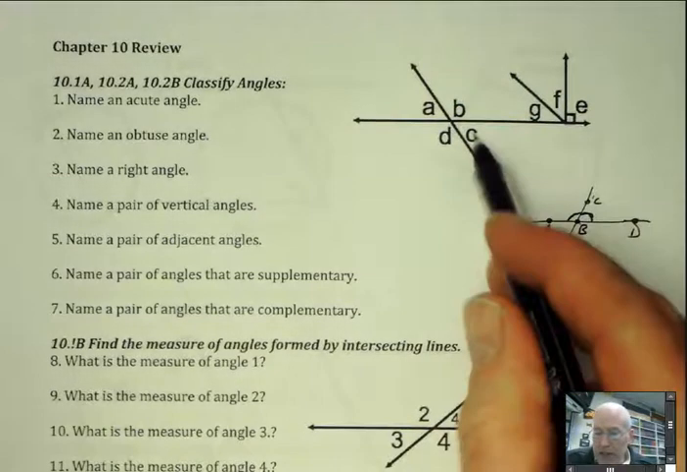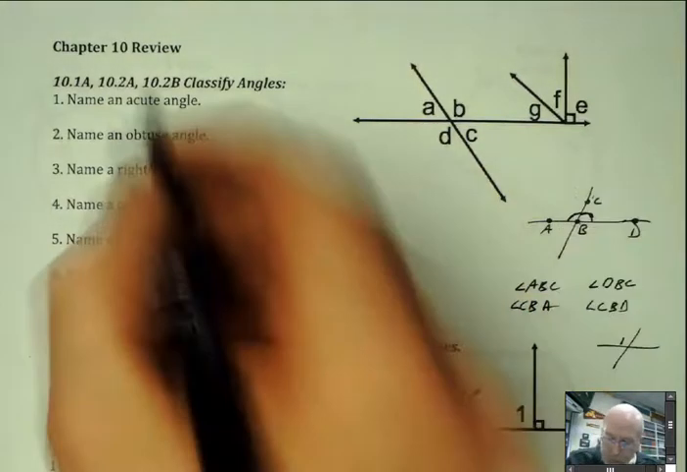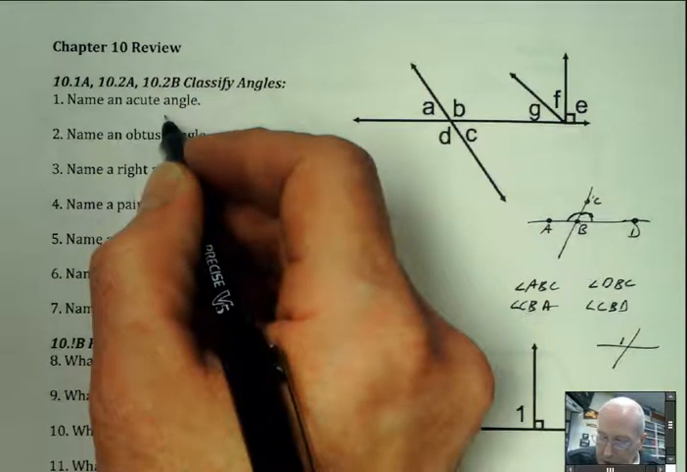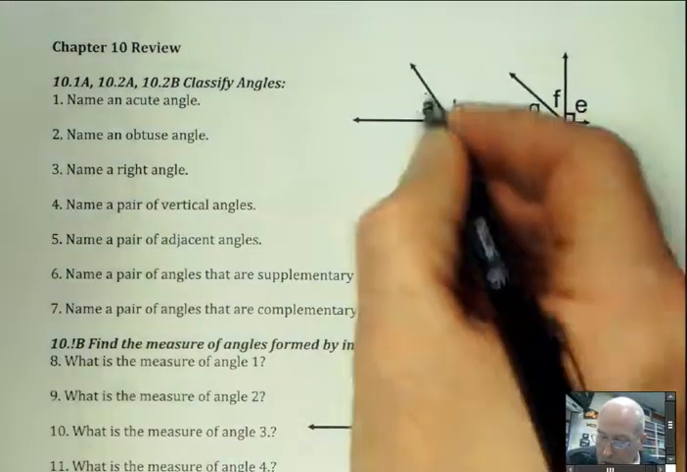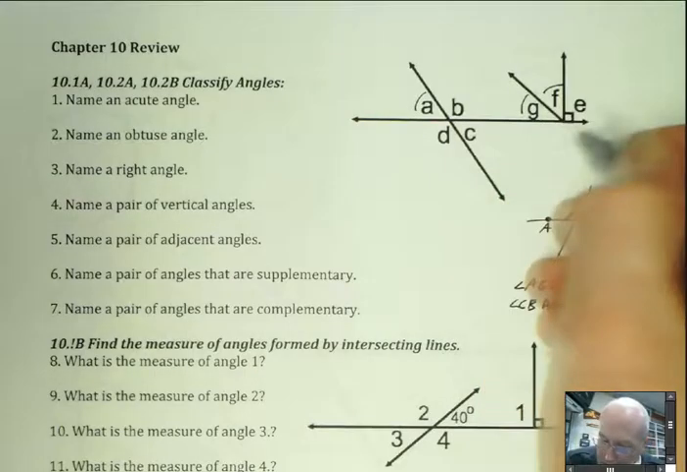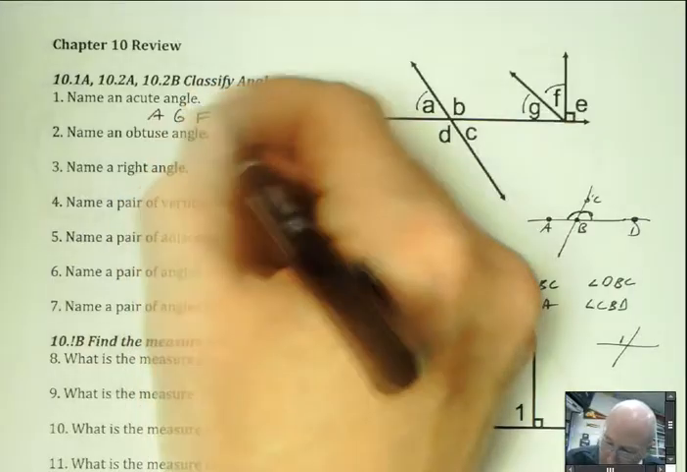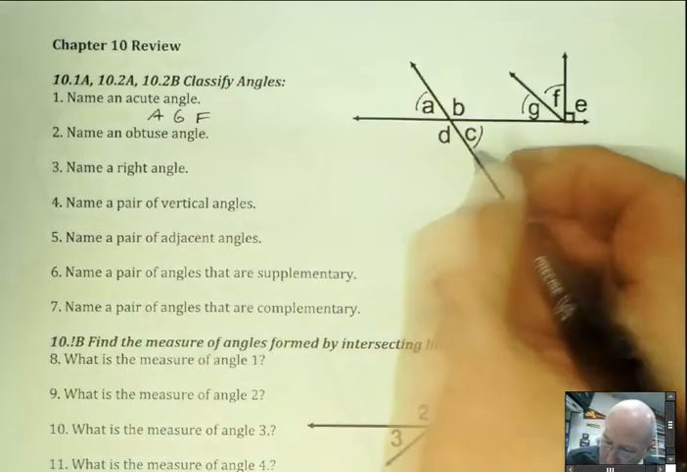So here in this example, I've listed these angles with letters. First of all, it says name an acute angle. There's several acute angles here. This one's acute, so we've got A, G, F. I'm just going to label these out. A, G, F. I think there's another one here. C is also an acute angle.